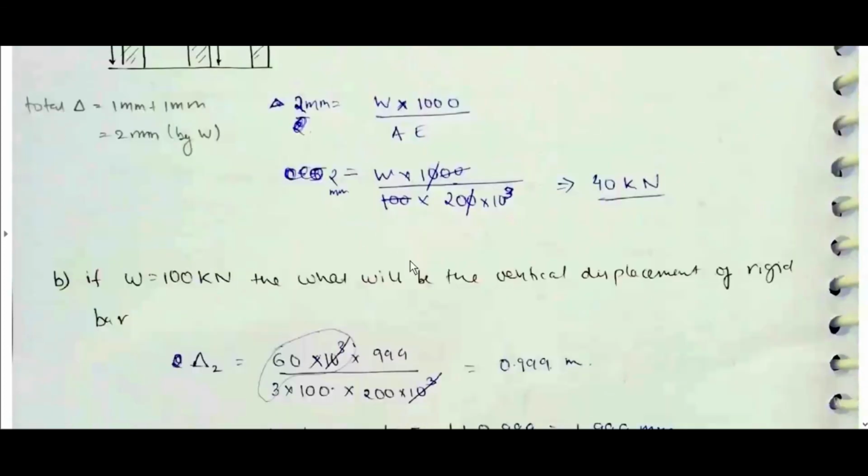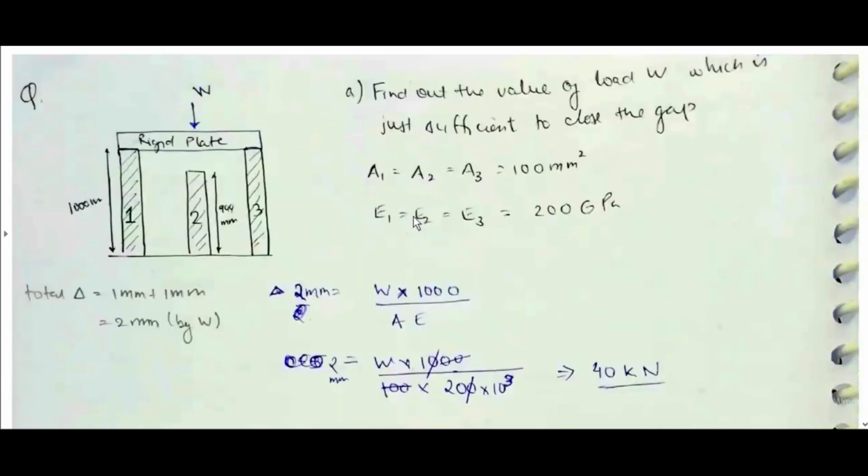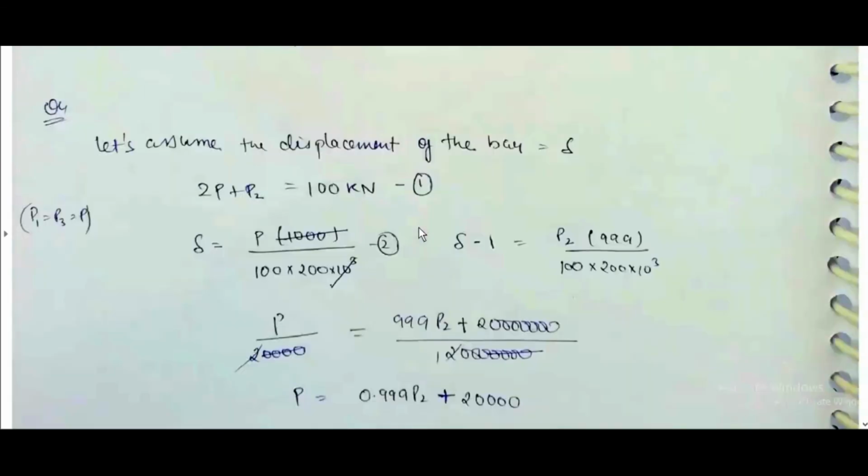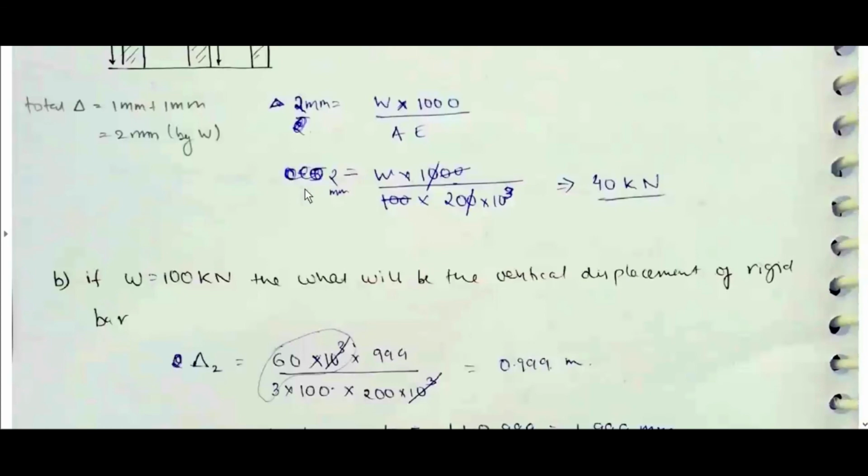Delta is WL by AE. The load W will be shared by these two bars, so each carries W by 2. Let's assume the displacement of the bar is equal to delta.